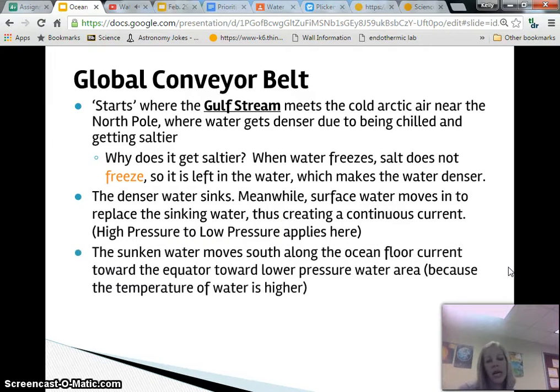And again, that's that high pressure to low pressure phenomenon that we've talked about several times this year. That sunken water just moves along the sea floor. It does come back underneath the Gulf Stream, deep down in the ocean. It makes its way towards Antarctica and then funnels around. You see part of it goes to the Indian Ocean and part of it goes to the Pacific Ocean.